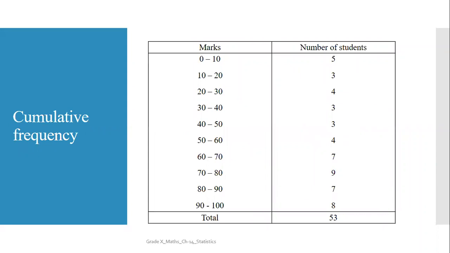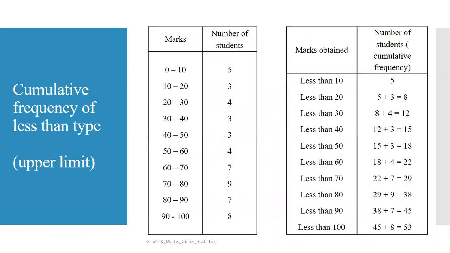Before we move to median, we need to understand the concept of cumulative frequency. So here you can see the intervals and the number of students, the total being 53. For finding cumulative frequency, there are two types of cumulative frequency. The first type is cumulative frequency of less than type.